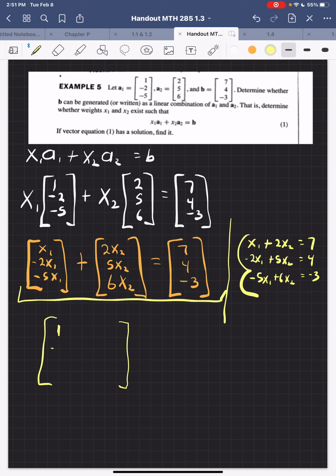So this would be 1, -2, -5. Then we got 2, 5, 6. And then since it's an augmented matrix, the solution column would be 7, 4, -3. Okay, now at this point, you'll have to either pause the video and RREF this matrix if you like. That's right, so that's a 3 by 3 matrix. But I'm going to go ahead and do that. So this is what I get.